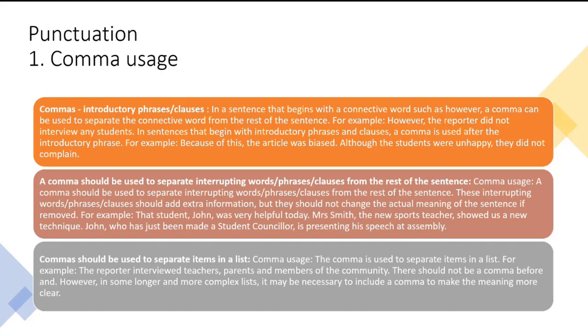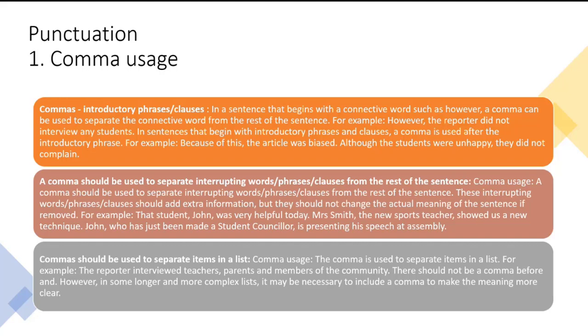The third one is a comma used for listing, and I'm sure you're quite familiar with this specific punctuation, right? When you use a comma to list different items. The comma is mostly used to list short items, while the semicolon is used to list sentences or independent sentences or longer items, right? So, for example, the reporter interviewed teachers, parents, and members of the community.